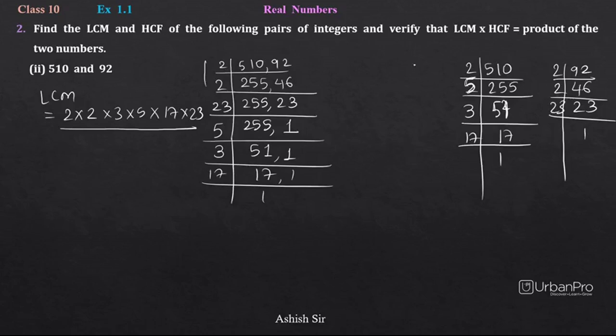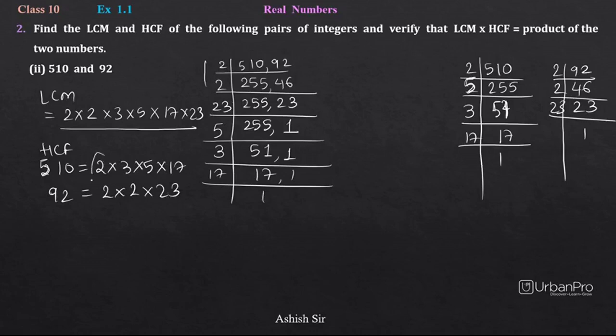So for the HCF, we will write the factors of 510, 2 into 3 into 5 into 17, and then the factors of 92 are 2 into 2 into 23. So we find the common factor, that is the HCF, for the two numbers. So HCF of 510 and 92 is equal to 2.